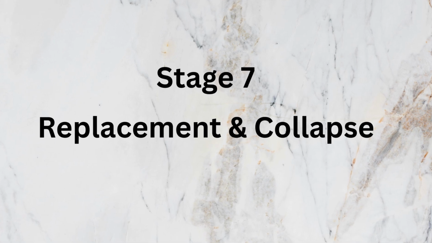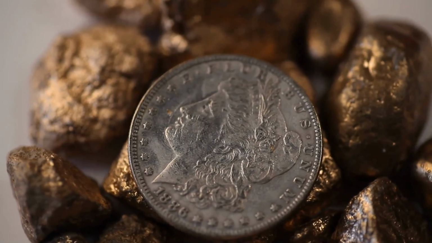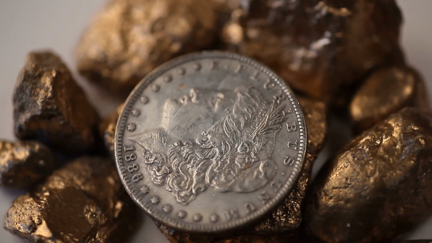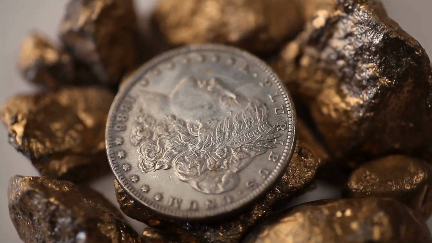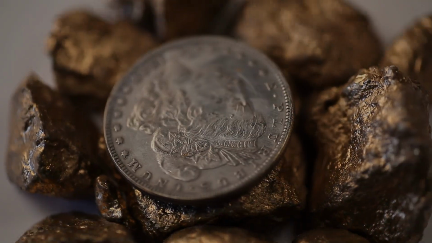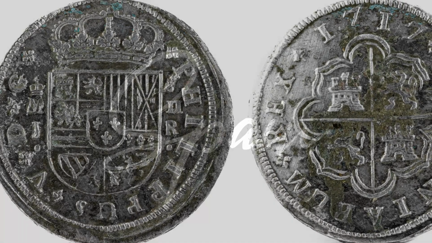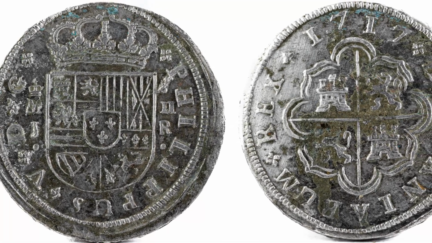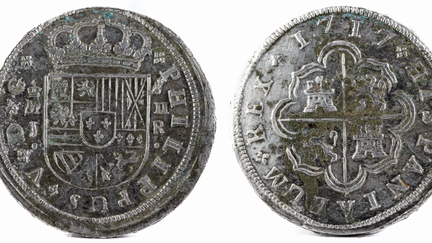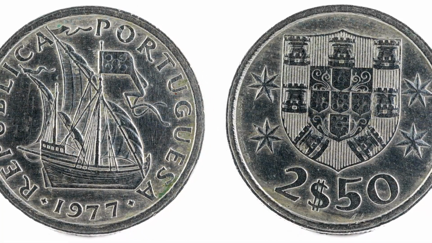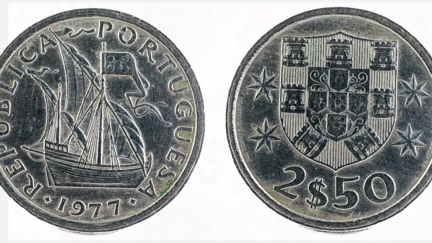Stage 7. Replacement and collapse. This is when a new currency rises. The Portuguese real was replaced by Spanish silver in the late 1500s. Spain had conquered vast silver mines in the Americas. Spanish silver coins became the preferred currency because they were abundant and backed by ongoing production. The real couldn't compete. By 1600, it was irrelevant.